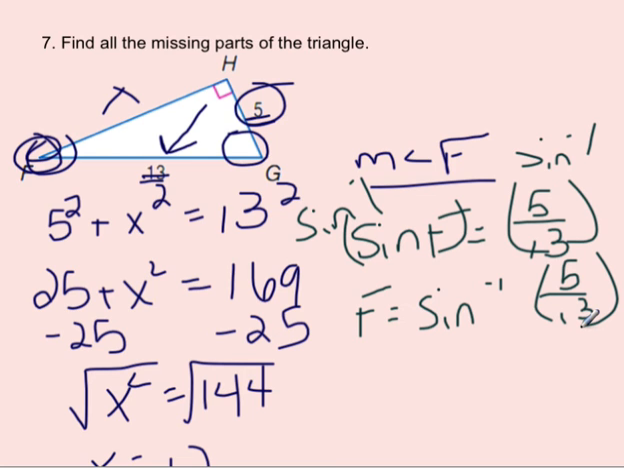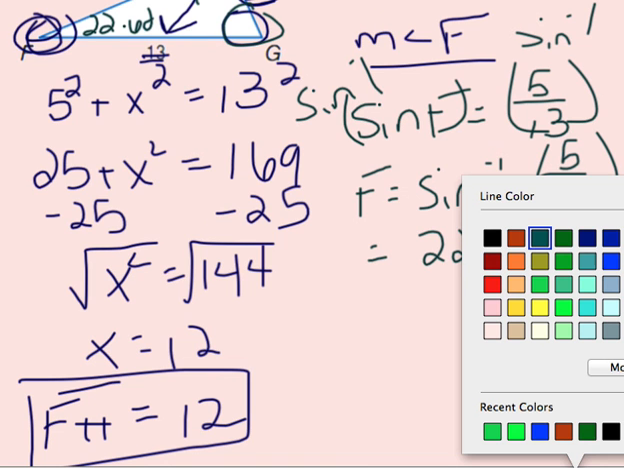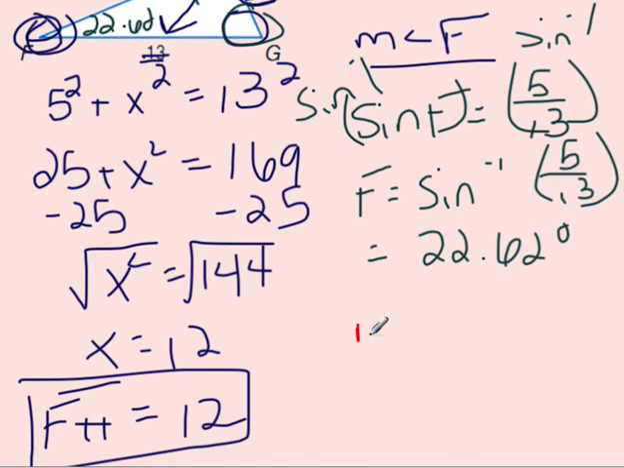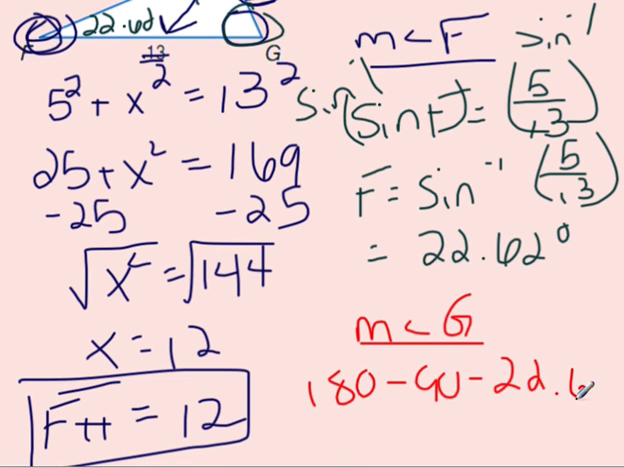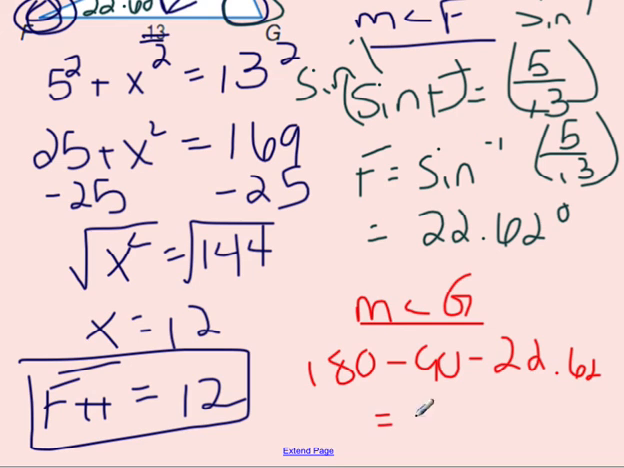Well, what's the sine inverse of 5 divided by 13? That's going to be 22.62 degrees. So this angle right here is 22.62 degrees. This angle right here is 90 degrees. So to get angle G, I don't even have to use trigonometric functions. For the measure of angle G, I can take 180 and subtract 90 and subtract 22.62. And when you do that, you get 67.38 degrees.